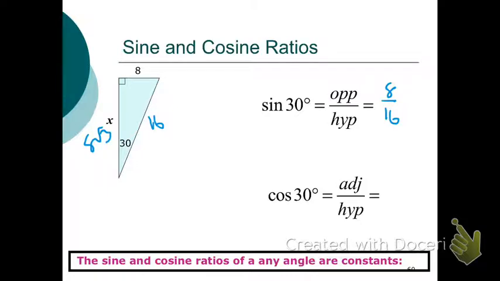The cosine of 30 degrees is going to be adjacent over hypotenuse, which is going to be 8 radical 3 over the hypotenuse, which is 16, which is just going to be radical 3 over 2. Radical 3 over 2, 1/2. That sounds kind of familiar. We saw these exact same ratios just a few minutes ago when we were looking at our similar 30, 60, 90 triangle. It's because the sine of 30 is always 1/2. The cosine of 30 is always the square root of 3 over 2.